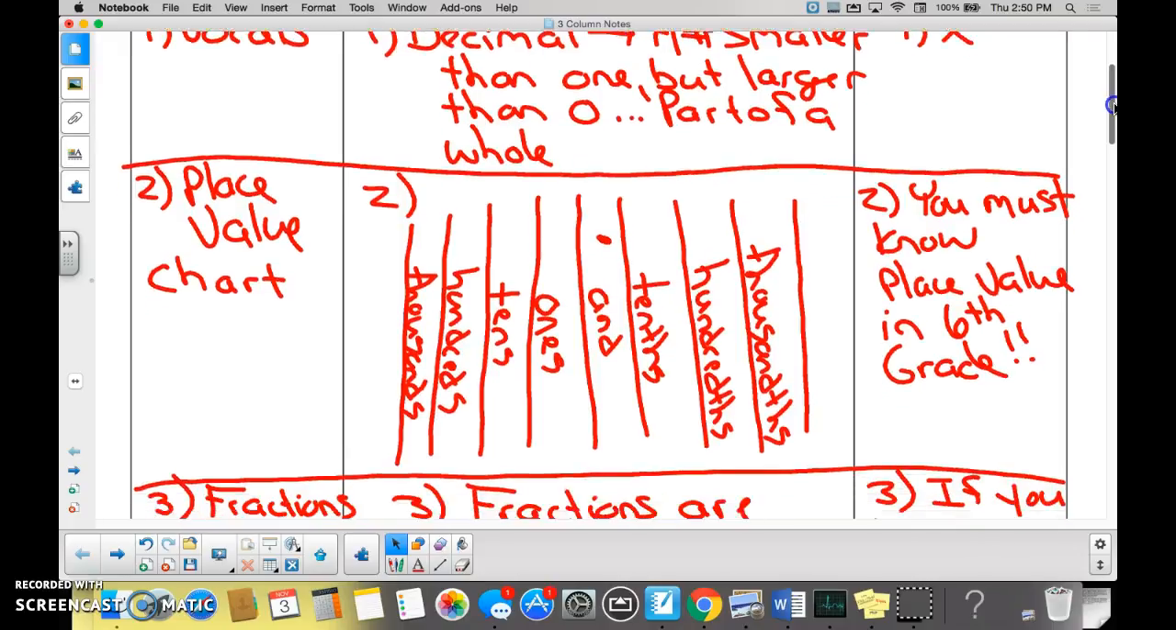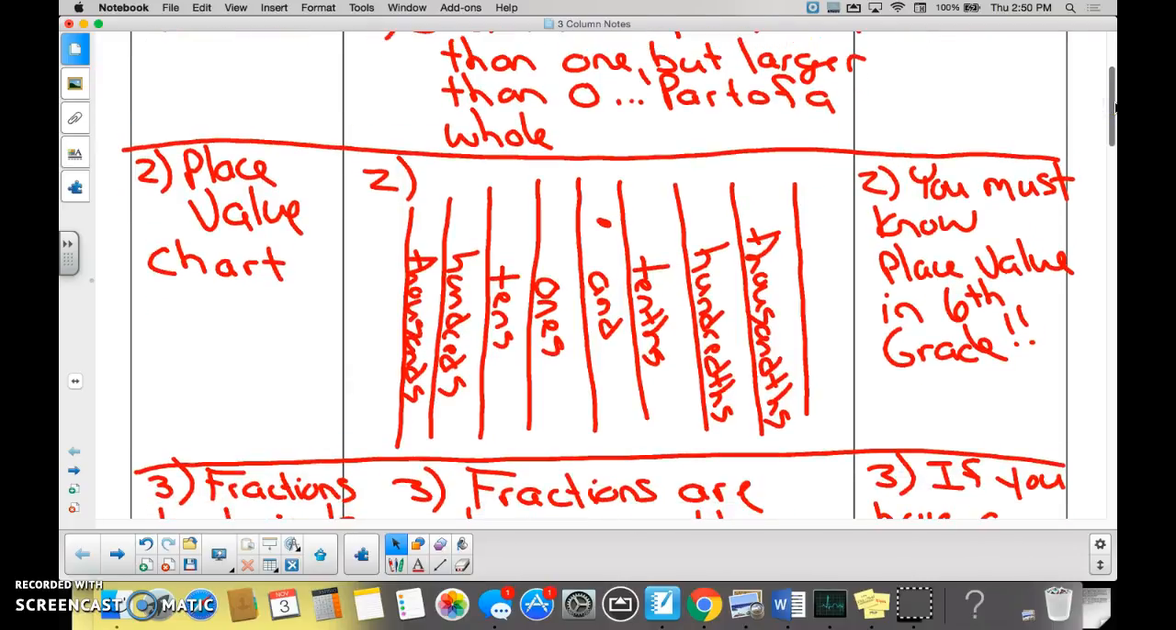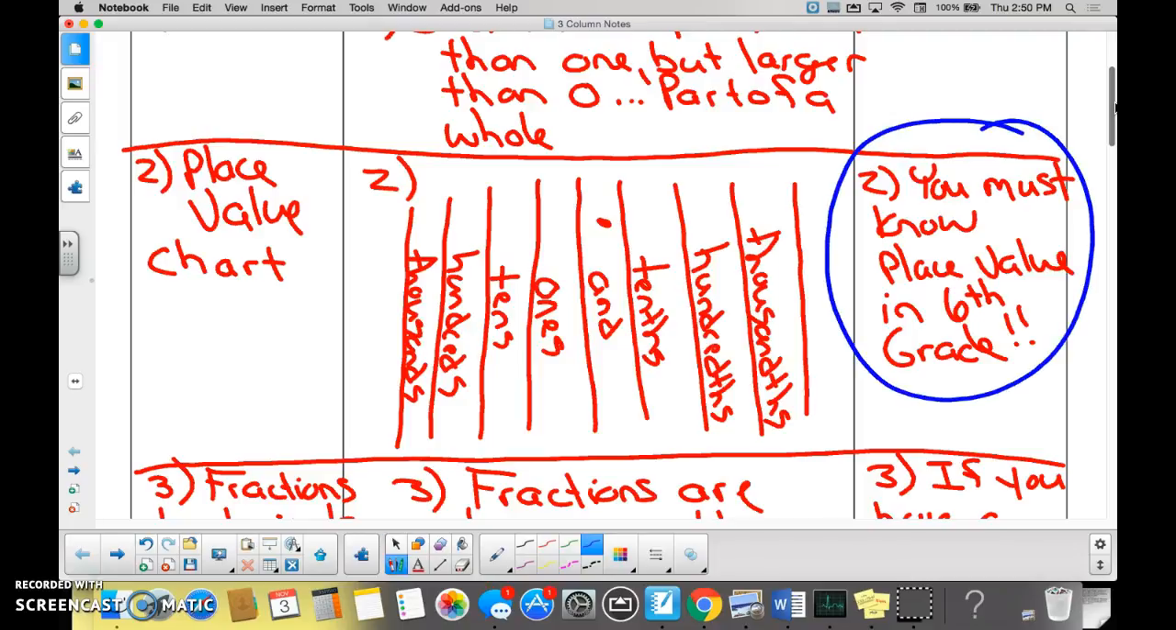If you don't know place value, remember you're not coming back, right? Should say the cheat sheet idea, instead of saying you must know place value in 6th grade, don't come back if you don't know place value. So if you're not there yet, which I think all of you are based on what I can tell, don't come back, right, Matthew? Yeah.